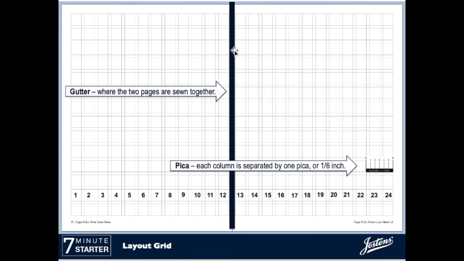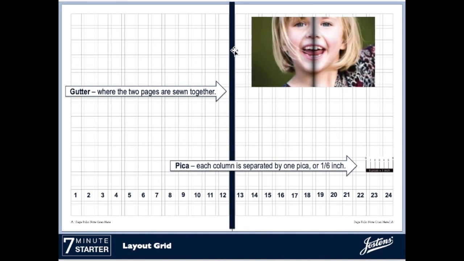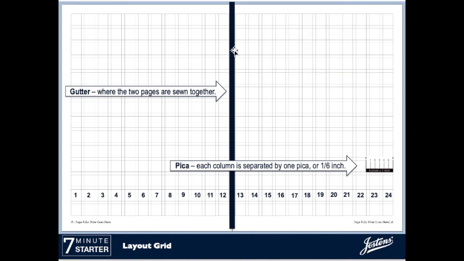Also, when you are placing a picture across a gutter, you want to make sure that nobody's face is directly on the gutter. If somebody's face is on the gutter, you lose part of their face. You might lose their nose, or you might lose one eye. And so it doesn't show the whole face and it makes the picture look odd. So you want to make sure that you keep text out of the gutter and you keep people's faces out of the gutter.